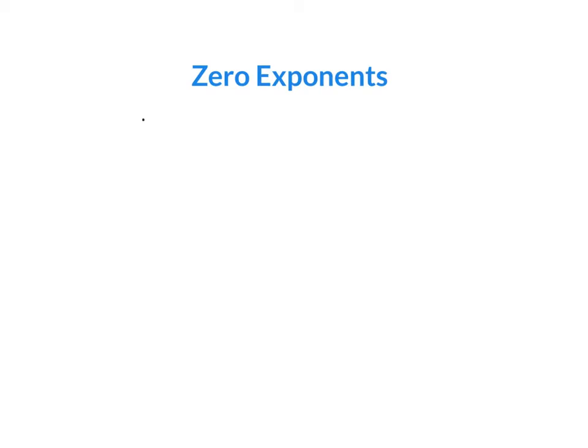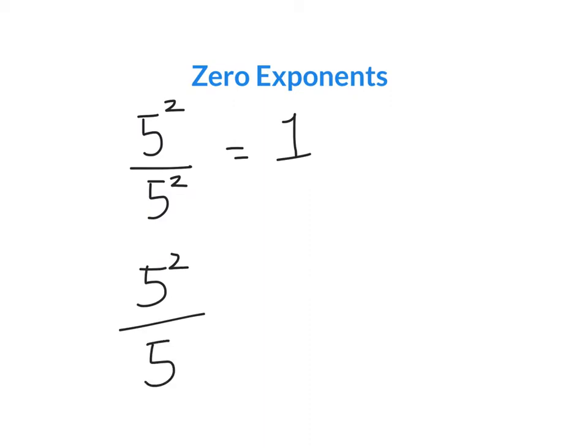So if I had 5 to the second over 5 to the second, just naturally, we know anytime we divide a number by itself, we get 1. But according to our quotient property, when we divide like bases, we're also supposed to subtract their exponents. So when we do 2 minus 2, since they're the same base, we get 5 to the 0.